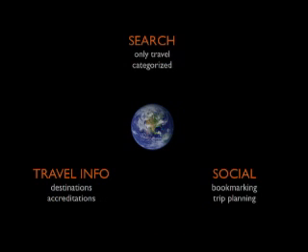There are 3 main components to Travelbeen. The first is a search, and it's only travel, and it is categorized. The second component is the travel information that we add to it. We have developed some incredibly clever robots that work out on every single travel page that we crawl what destinations that features and what entirety of that company features. And where possible, we can see what accreditations that company has. We add to that a social element, which is bookmarking and trip planning.